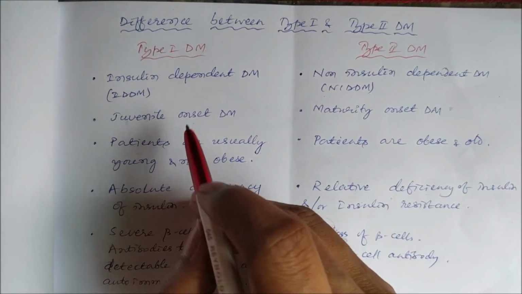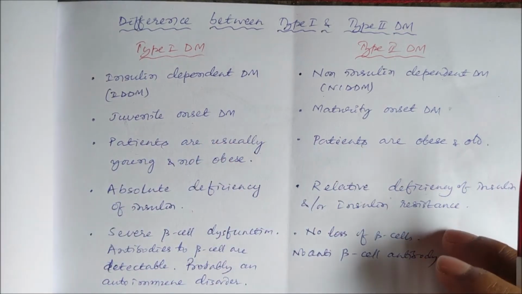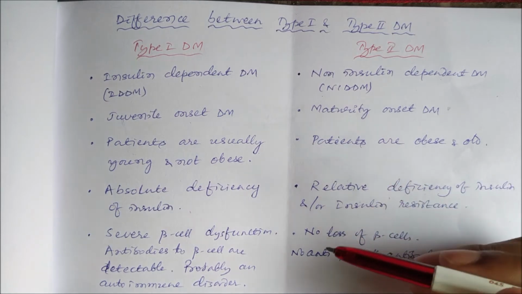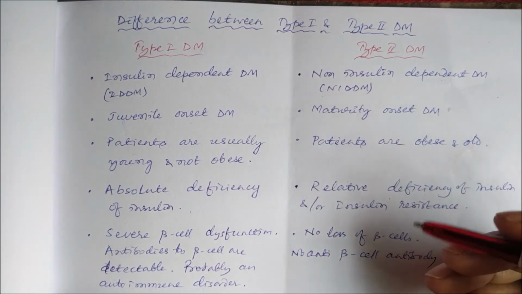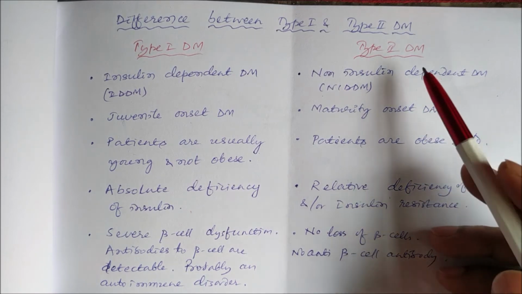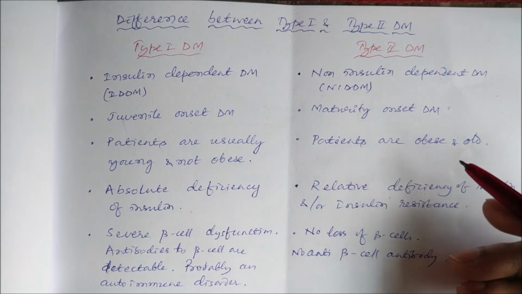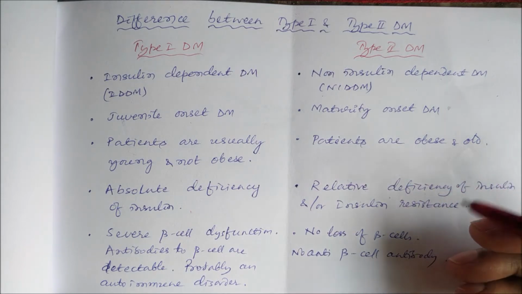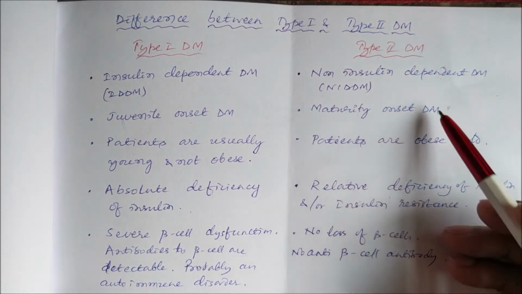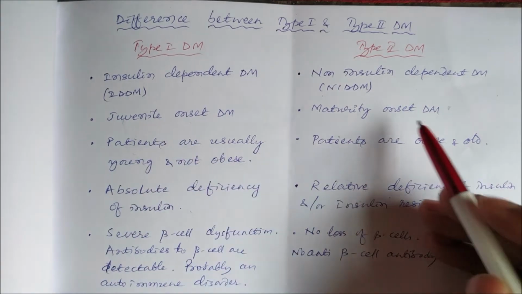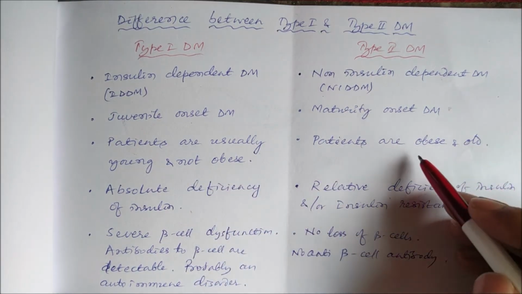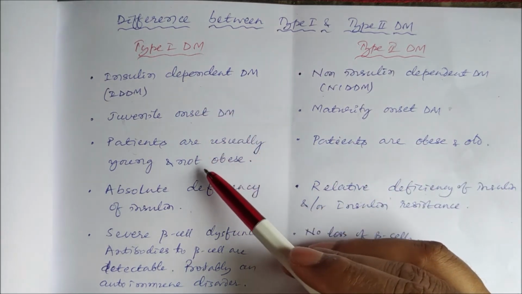And type 1 is also known as juvenile onset diabetes mellitus because the patients are usually young, the young children up to 20 years age, it starts, whereas when the patients are old, type 2 diabetes mellitus occurs mostly after the age of 40. Nowadays, however, young people with 30-35 years age are also suffering from type 2 diabetes mellitus. That's why we call it maturity onset diabetes mellitus. This is juvenile onset because it occurs at a young age, and type 2 is called maturity onset because it occurs at old age. And type 2 diabetes mellitus patients are usually obese, whereas type 1 diabetes mellitus patients are not obese.